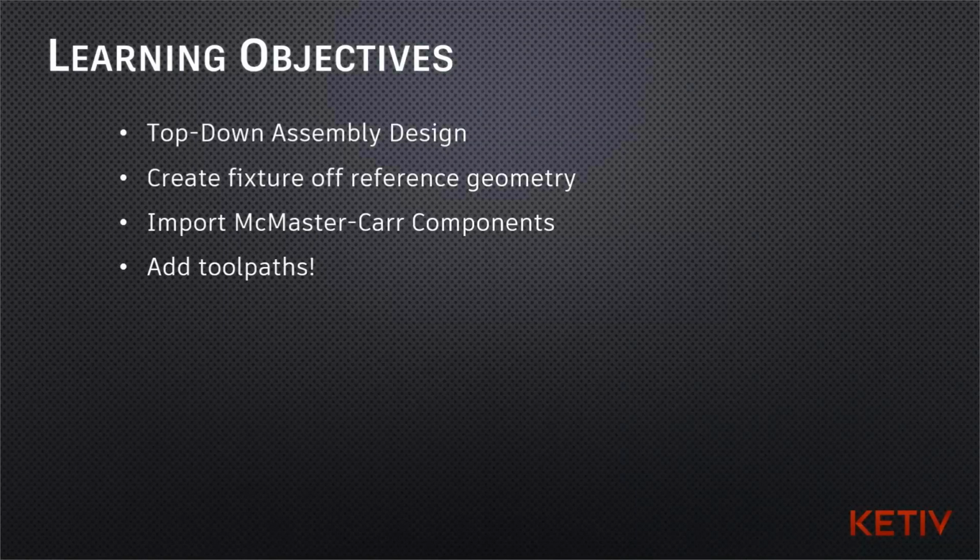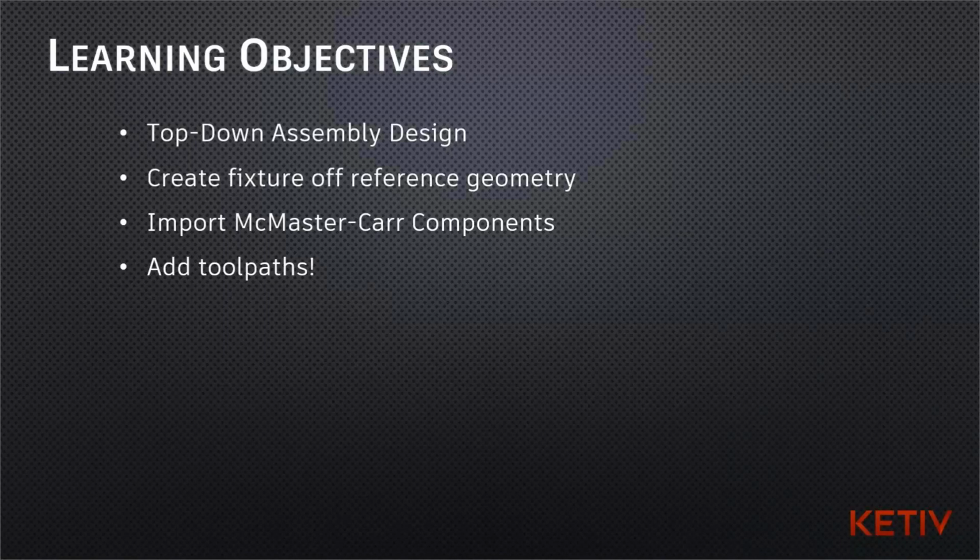So with that, you're going to have to do some sort of an assembly, right? A lot of people aren't familiar with top-down assembly, so we're going to talk a little bit about some best practices when it comes to top-down assembly. We're also going to be creating our fixture, as the title states, based off our reference geometry. In other words, the model or the bracket that we have to machine, create the fixture off of that reference geometry. We're also going to be importing McMaster-Carr components. Really neat tool, right? We're just going to briefly talk about that and how to go about that inside your assembly. And then finally, we're going to add some toolpaths and program our bracket.